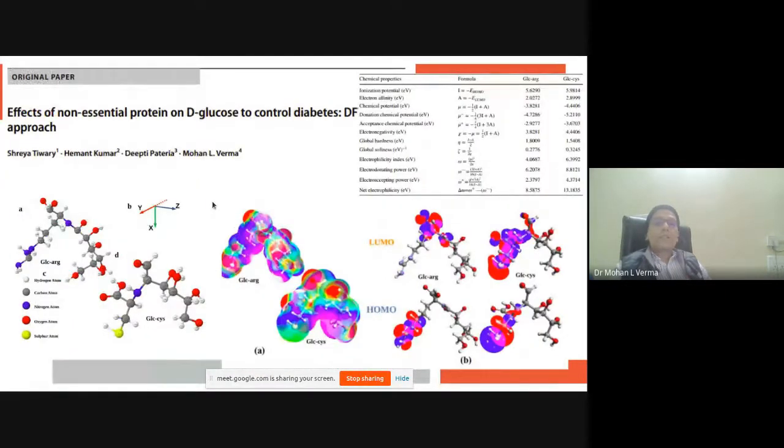And this is one step towards medical physics, where the effect of a non-essential protein on D-glucose to control diabetes is studied using that DFT approach. So this is our recent publication.